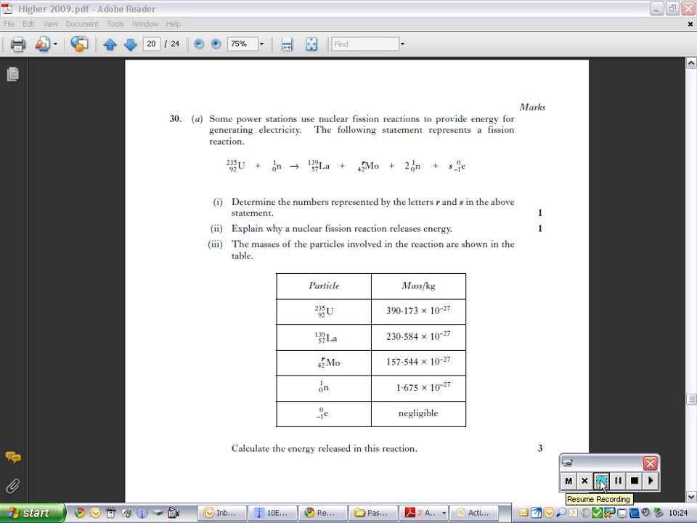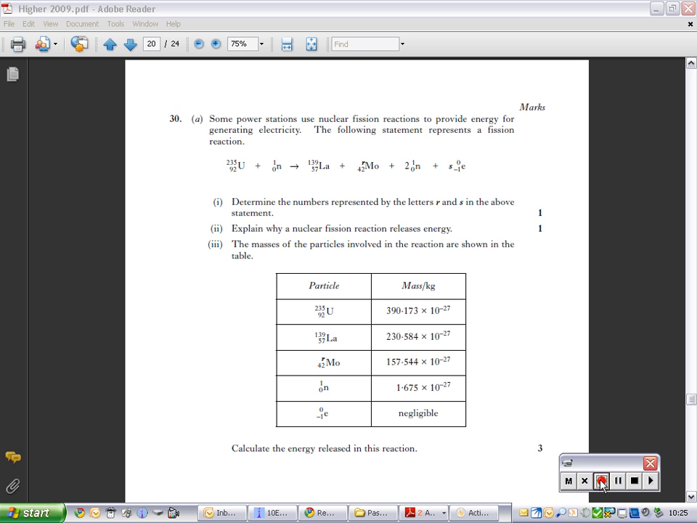Okay, so looking at question 30, the first line is asking us to give R and S. To get R, we have to find the total mass before and total mass after. It cannot disappear. So 235 plus 1 gives us 236. Then the top line on the right hand side has to give us 236. So you get 139 plus R plus 2 plus 0, because it's 2 neutrons. So what's R going to be? 95. So R is going to be 95. Can everyone see how R is going to be 95? So R is 95.